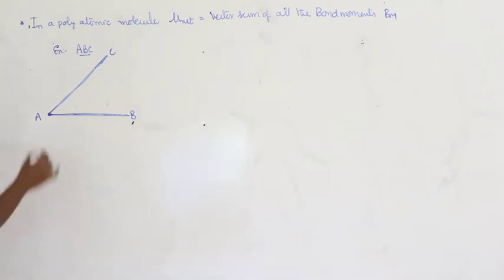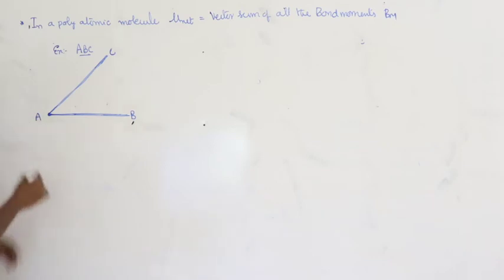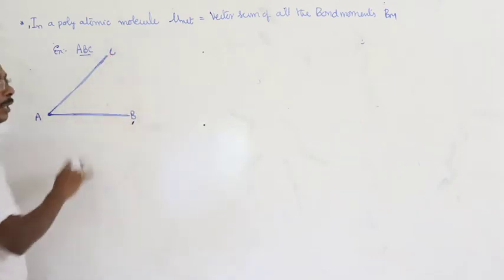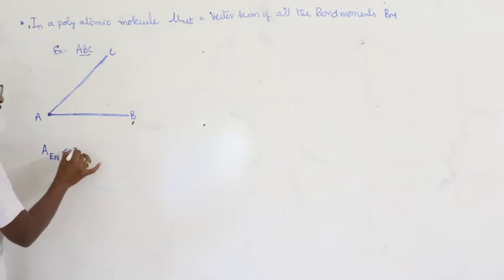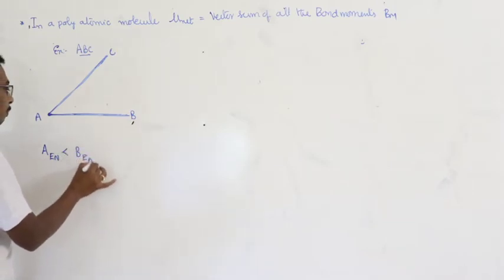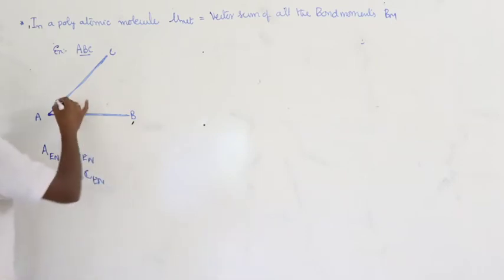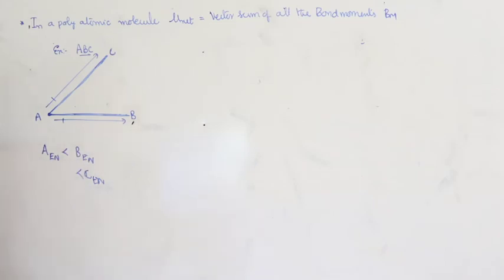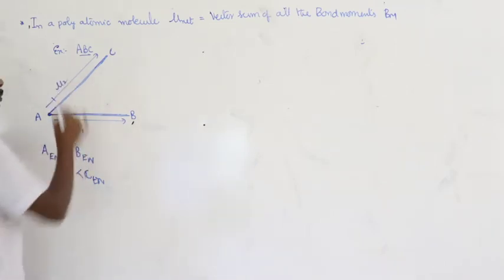Right? Here, A, B, C are different atoms. A is the central atom. Now, the electronegativity of C and B is greater than that of A. The electronegativity of A is less than the electronegativity of B and the electronegativity of C. So, the direction of the bond moments is like this. Here this is mu1, this is mu2.